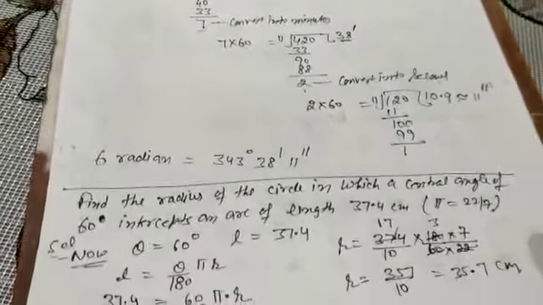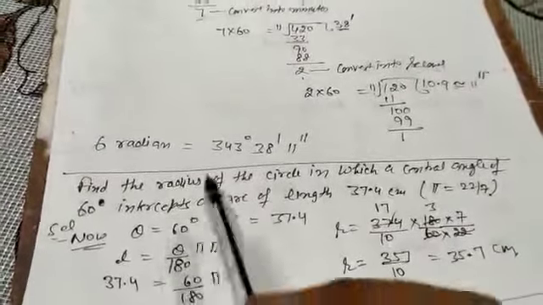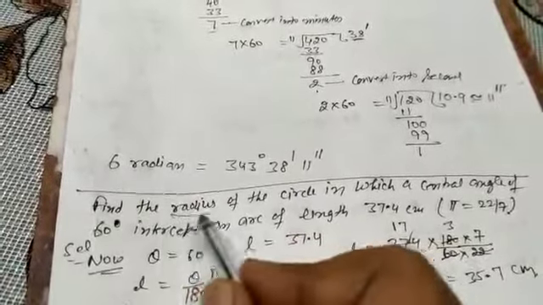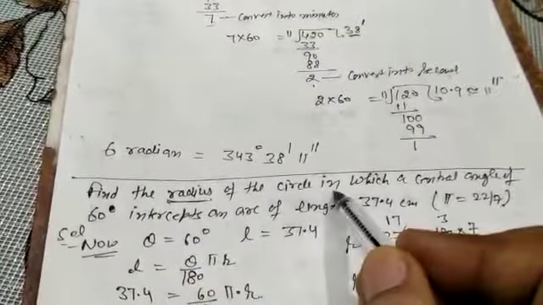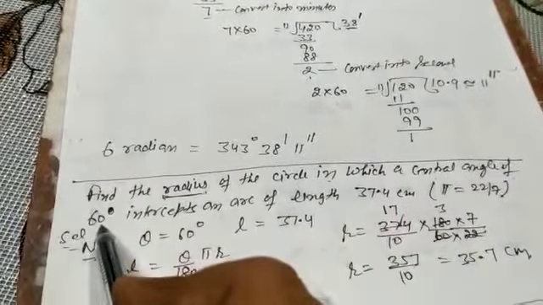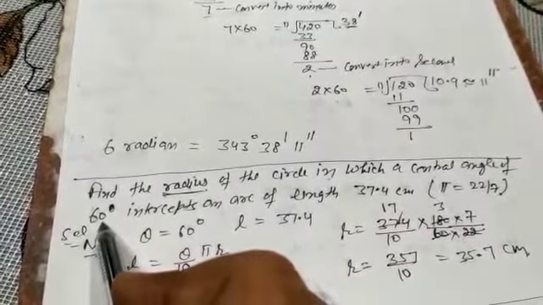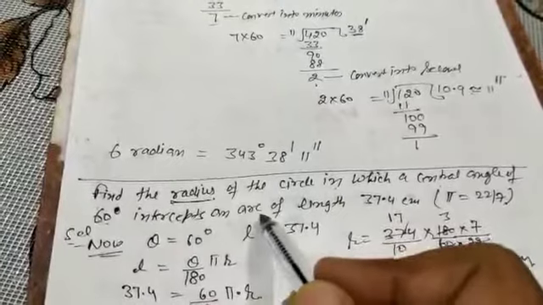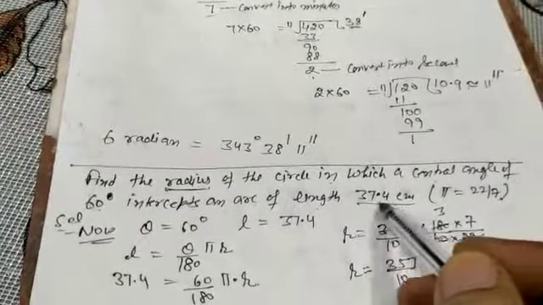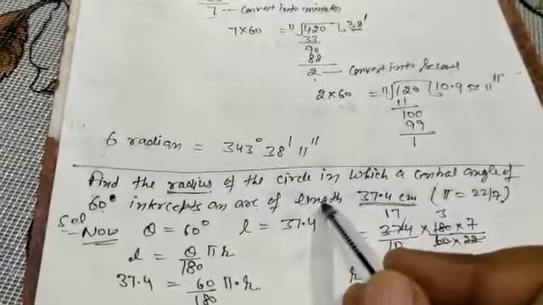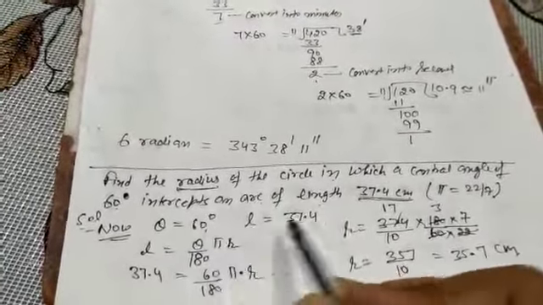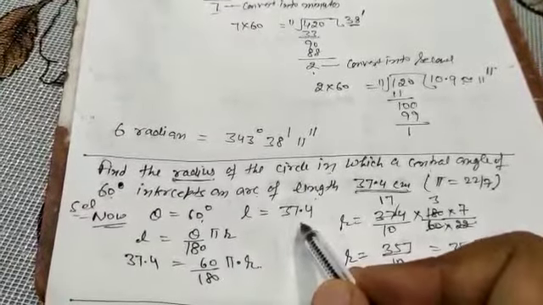Now see one more question. Find the radius of a circle. In this question it says find the radius of a circle in which a central angle theta of 60 degree intercepts an arc of length 37.4 centimeter. 37.4 is the length of arc. Now theta is given to you as 60 degree, and length of arc 37.4 is given to you.